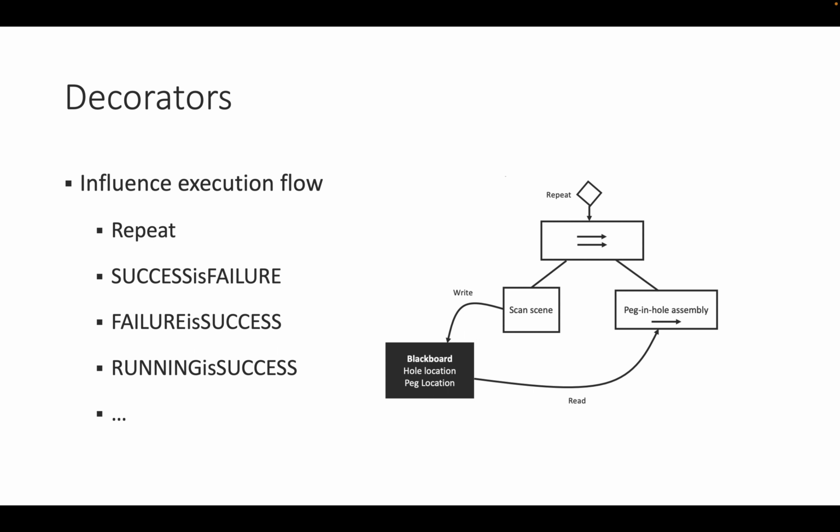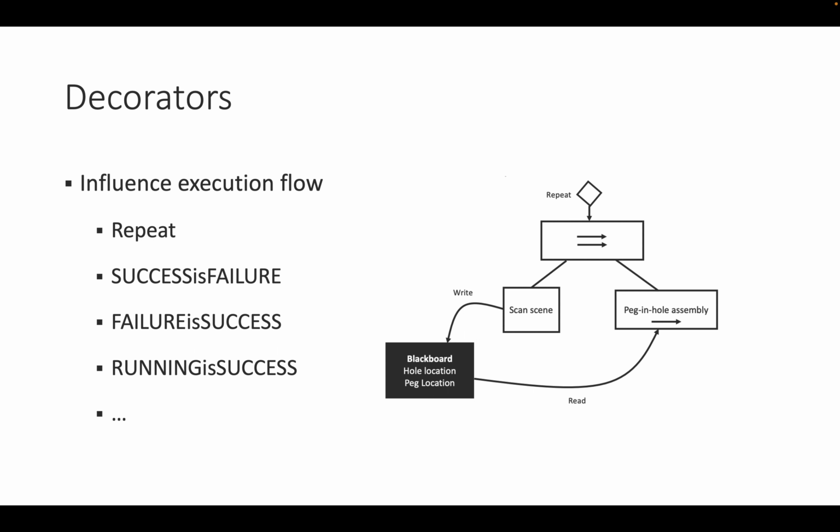Now finally, there's a concept called blackboards that most behavior trees implement, and in this case you would want to use the blackboard to write the location of the hole and the peg that the scene scanning behavior has found, and then you can use those variables in your peg and hole assembly. So you can of course use a global variable for this, which is not very elegant, or some other inter-process communication. Now in practice, most behavior tree libraries do come with this.